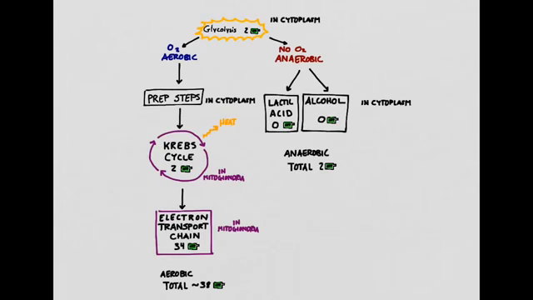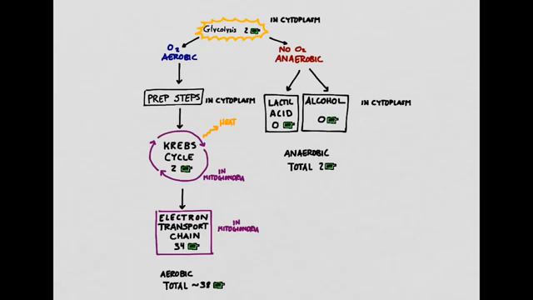Here is a slightly more detailed view of the two kinds of respiration. On the right, we have anaerobic respiration, which occurs when there is no oxygen present. On the left, we have aerobic respiration, which occurs when there is oxygen present. Both of these two processes begin with something called glycolysis, which we're going to go into detail about in a couple of minutes. But glycolysis produces two molecules of ATP and then goes into either aerobic respiration or anaerobic respiration, depending on whether or not there is oxygen present.